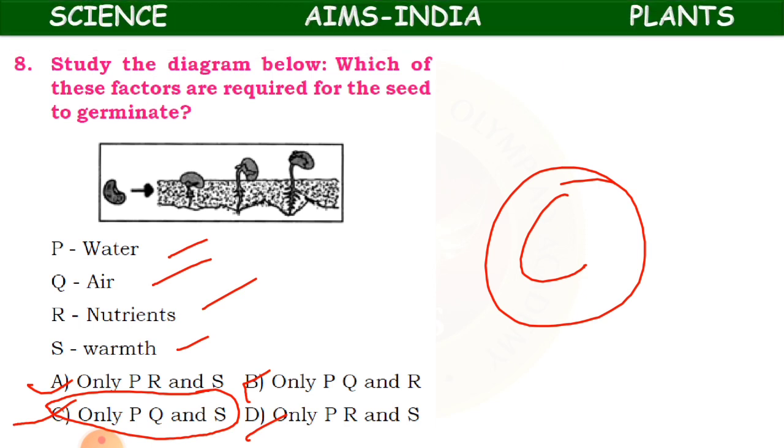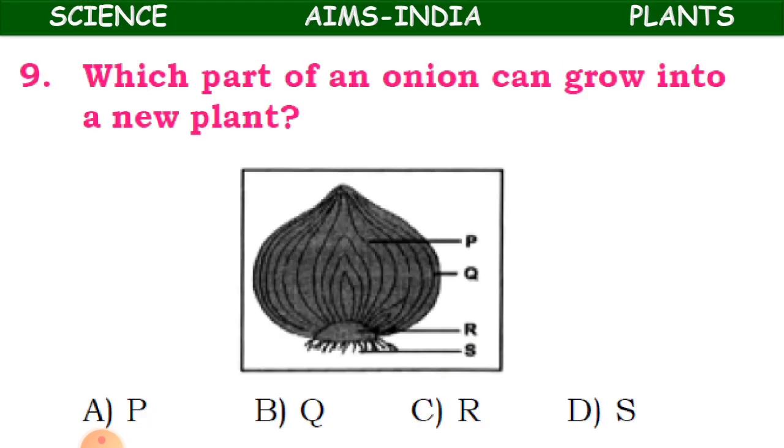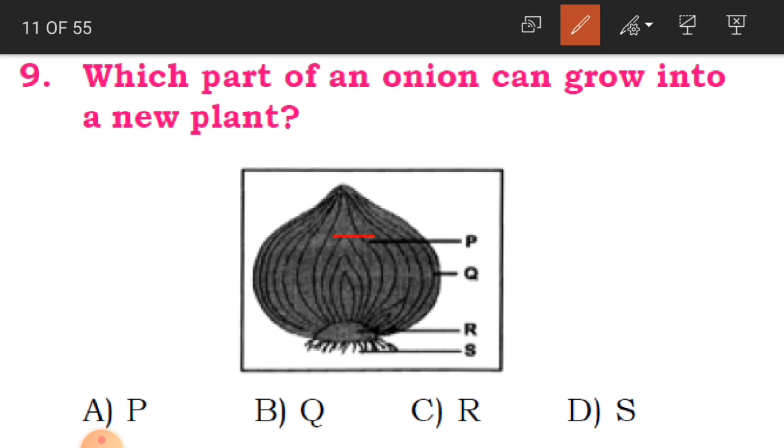Clear? We'll move on to the 9th question now. Which part of the onion can grow into a new plant? Here, children, see the picture of the onion. Are you able to see it? Now we'll see what these are. This P, what is P, children? These are the fresh leaves of the onion.